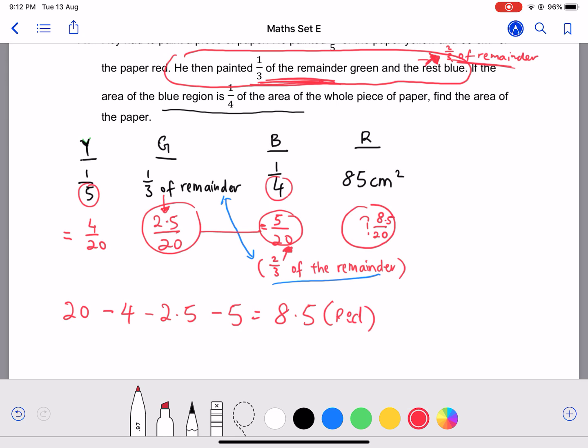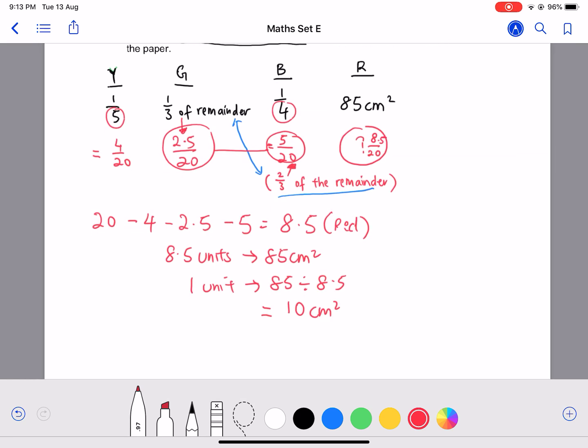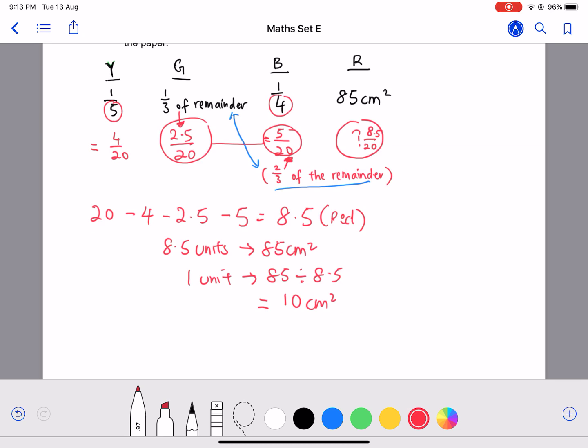Alright, so this 8.5 units, they actually did mention it is 85 square centimeters. Such a nice number. Right, so to find 1 unit, just divide 85 by 8.5, which will give me 10 square centimeters. Okay, so find the area of the paper. The whole paper is 20 units, which will be 10 times 20. That gives me 200, which is also the answer.